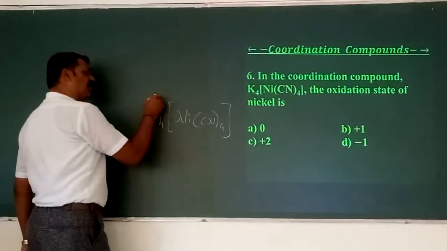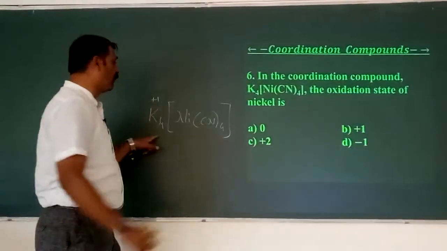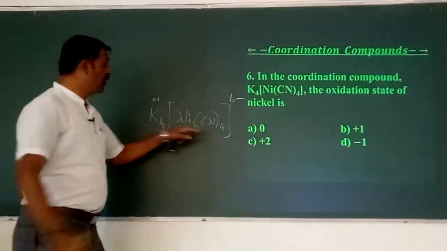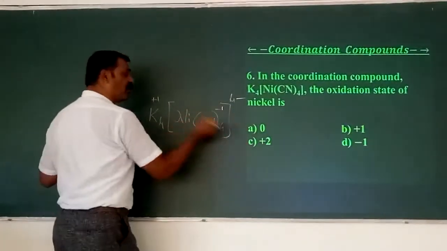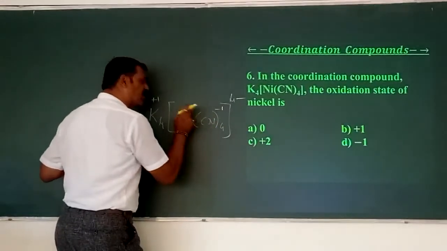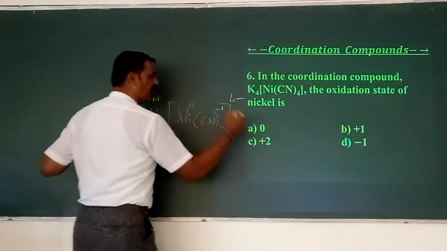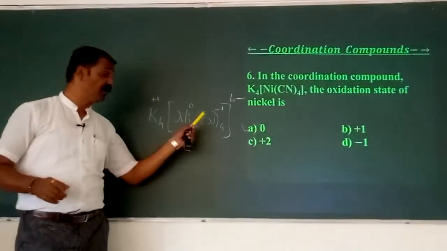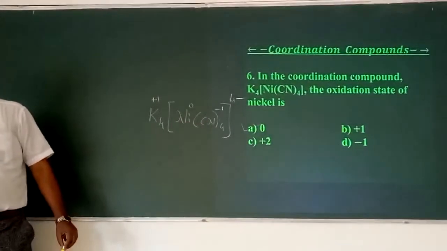We know that potassium is an alkali metal. Alkali metals have a +1 oxidation state. +1 into 4 is +4, therefore the complex ion must be -4. Cyanide is -1, so -1 into 4 is -4. -4 plus something is equal to -4, therefore it is going to be option C. Hence the oxidation state of nickel in that complex is 0. Okay, let's have the 7th.